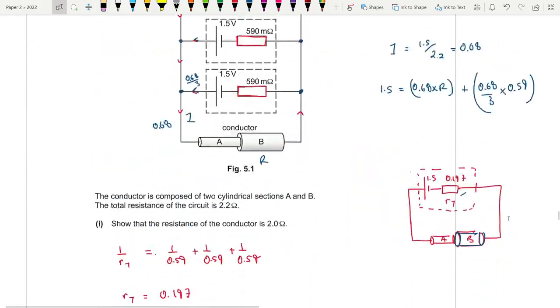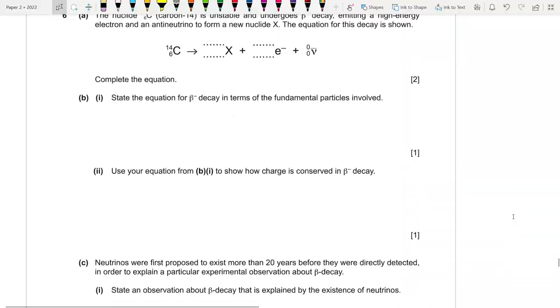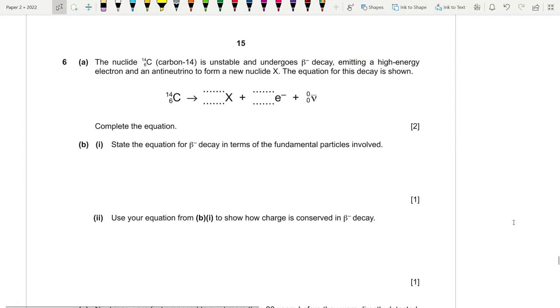Okay, anyway, moving on to the last question for the day. Question number 6. Hopefully it's over soon. The nuclide carbon-14 is unstable and undergoes beta minus decay, emitting a high energy electron. So we know that electron has negligible mass, but it has a charge of -1, and it emits an electron antineutrino. And the new nuclide X that is created has the same mass number but greater charge, because 7 minus 1 is 6, and we need to balance the total charge. State the equation of beta decay in terms of fundamental particles involved.